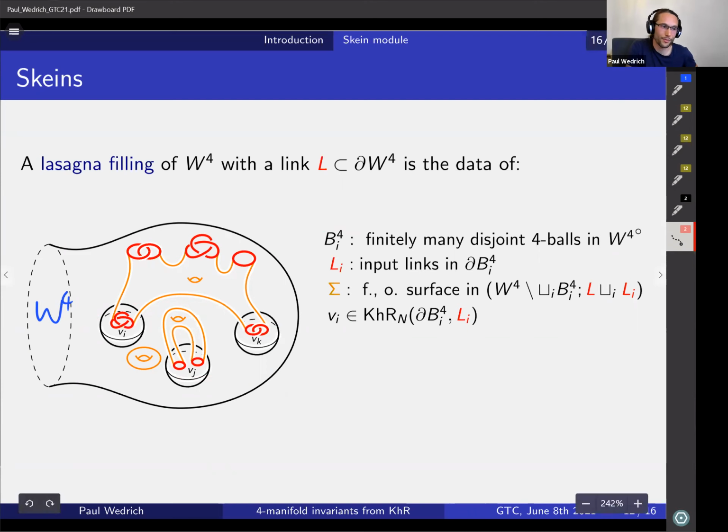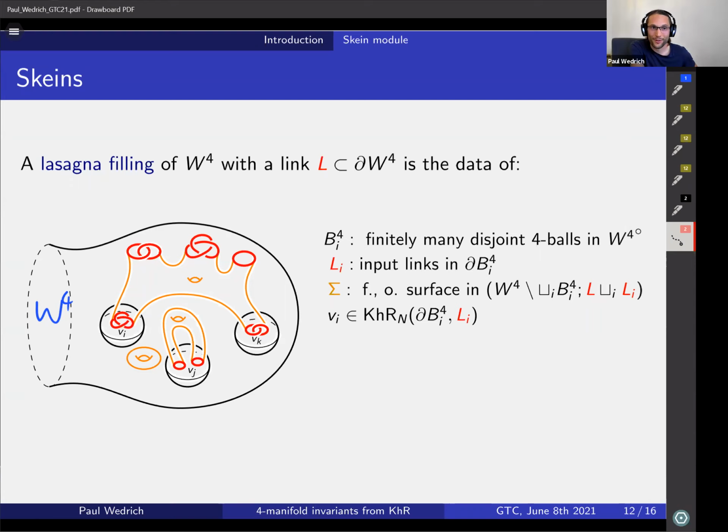Plus some additional information, namely, each of these input links has to be decorated by a Khovanov-Rozansky homology class of that link. These links live in the boundaries of these 4-balls, actually in the boundary of this 4-manifold minus the 4-balls. So in particular, they live in 3-spheres. So we know what these Khovanov-Rozansky homology classes should be. I mean, we know what Khovanov-Rozansky homology in 3-spheres is. Okay, that's what a skein is.